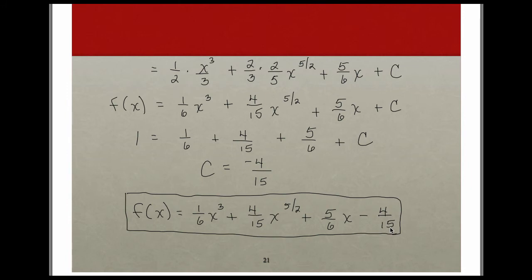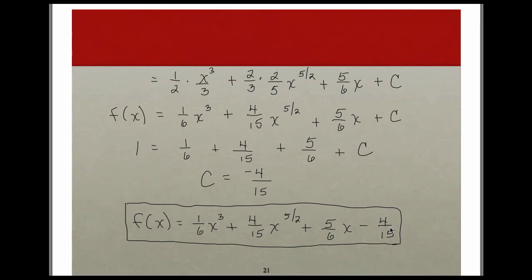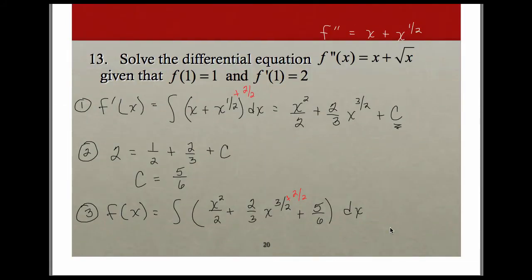Now, if by chance, just something that you might come across, I don't know if you will, but just in case. Suppose they had given you this problem, and really what they wanted you to find were the general solutions. So they had not given you those conditions that f of 1 equals 1 and f prime of 1 equals 2. All right, so suppose it just said, solve the differential equation f double prime of x equals x plus square root of x, and that's it.